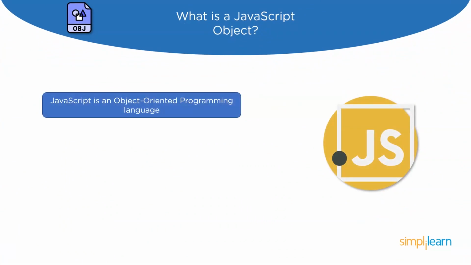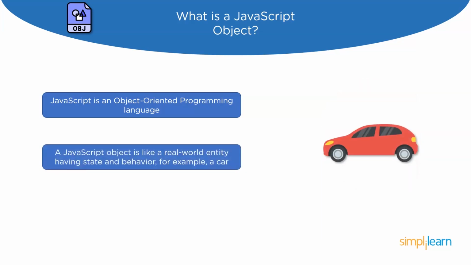JavaScript is an object-oriented programming language, so everything in JavaScript is an object. A JavaScript object is like a real-world entity having state and behavior, for example, a car. Now we can take a car as an object. It will have its state like color and model. It will also have behaviors like accelerate and brake.